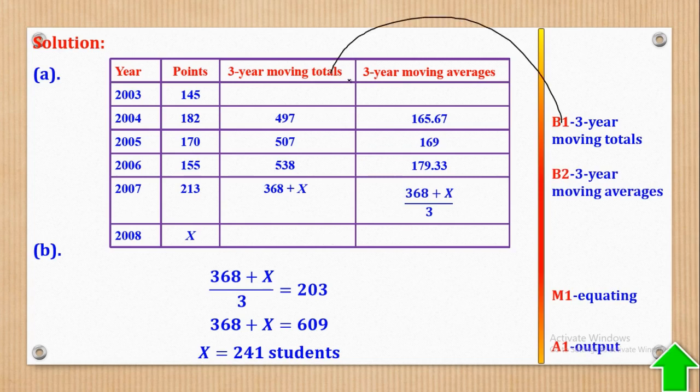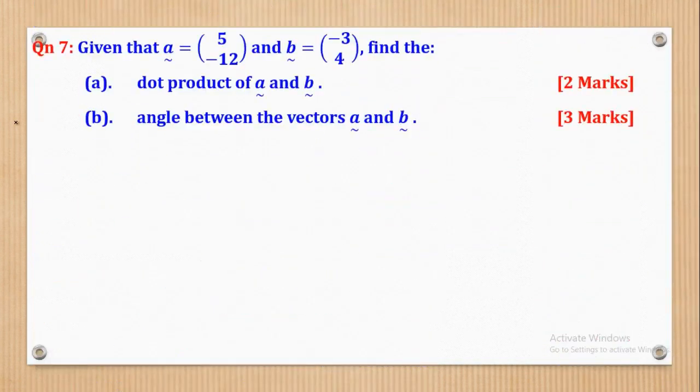So B1 for this column, B2 for this column, M1 for this column, M1 for this substitution and equating, and A1 for the output. So that was question 6.